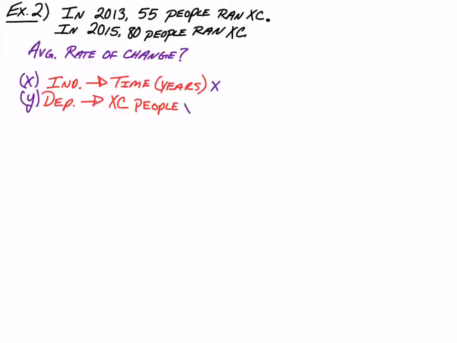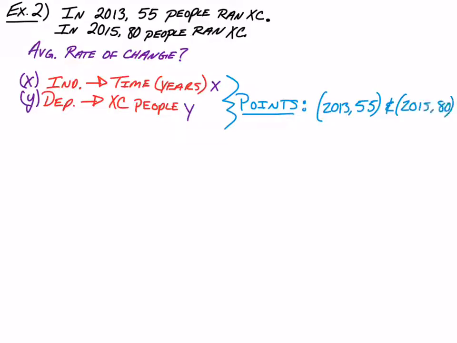So if this is an X for the years and this is the Y for the people on the team, we can actually take this information and make points out of it, and then we can find the slope. So 2013, 55 would be one point, and 2015, 80 would be the other point.